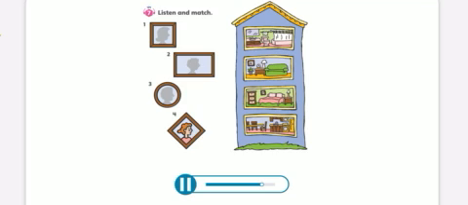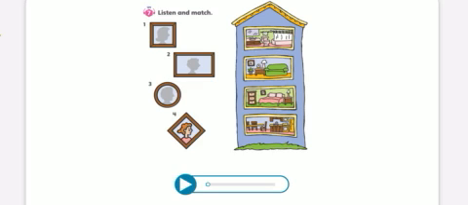Number 4. Where are you? I'm in the living room. Where are you? I am in the living room, which is room number 2, number 4, with another room. Okay? Yalla, do it.